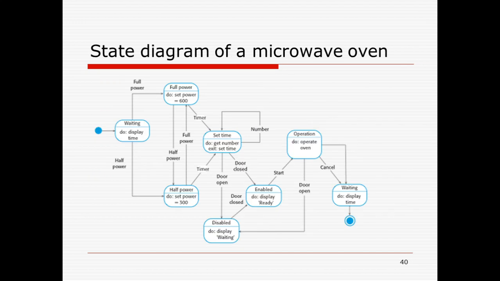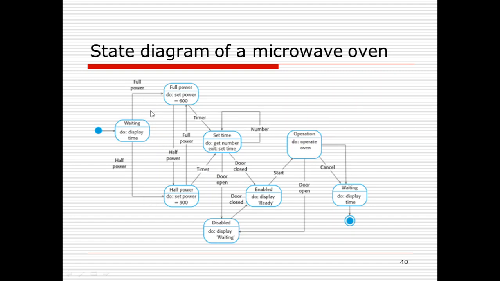So here is a state diagram of a microwave oven that shows how a system moves from one state to another because of some events. Here is the starting point, and the microwave oven is in the waiting state. During the waiting state, it keeps displaying the time. These are the events that may occur in this waiting state: either full power is given, or half power is given.